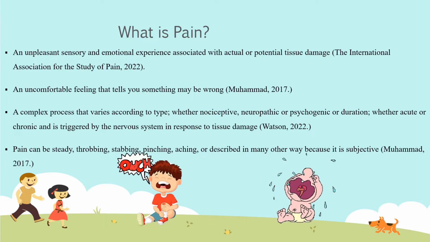What is pain? Pain, as defined by IASP 2022, is a complex process that varies according to the type, whether nociceptive, neuropathic, psychogenic, or the duration, whether acute, chronic, and is triggered by the nervous system in response to tissue damage. Pain can be steady, it can be throbbing, pinching, aching, or described in many other ways because it is subjective.